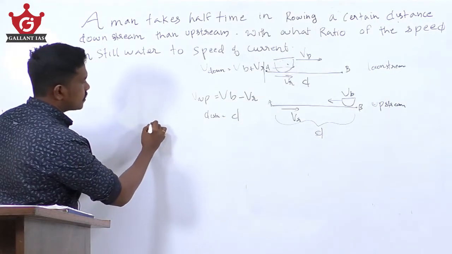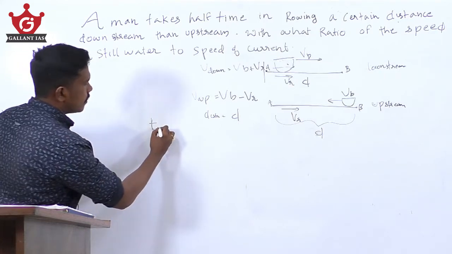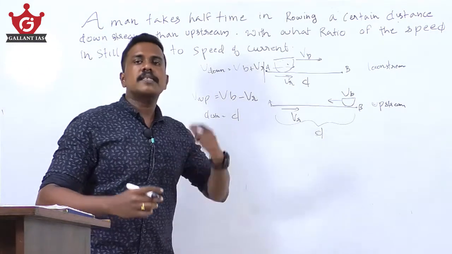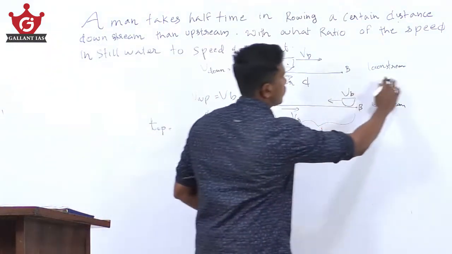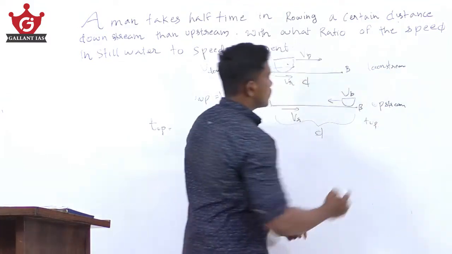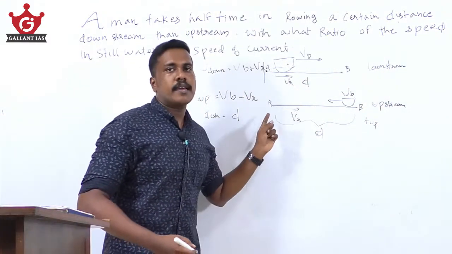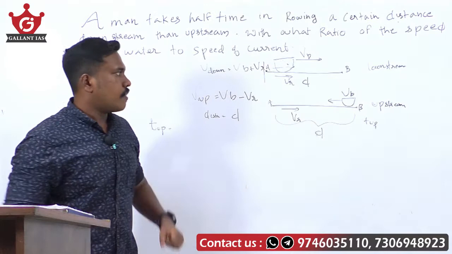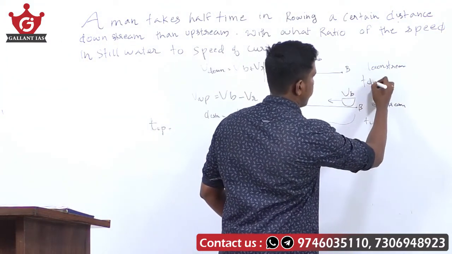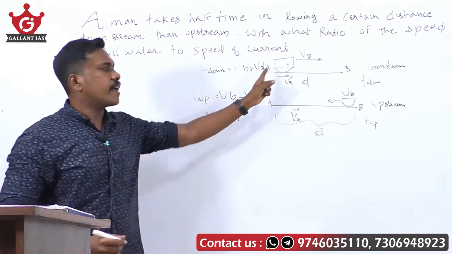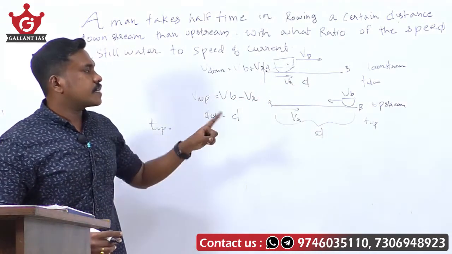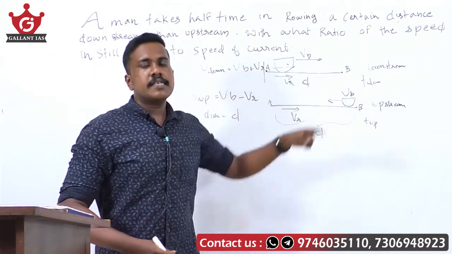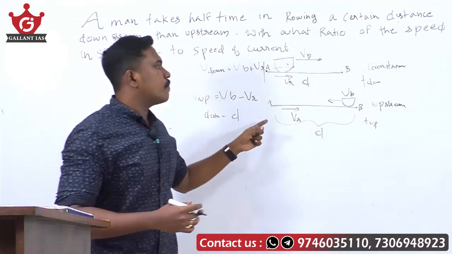Let T up be the time taken by the boat to reach from point B to A. Now let T down be the time taken by the boat to reach from A to B. And it is said that the time taken by the boat to move from A to B is half the time taken by the boat to move from B to A.